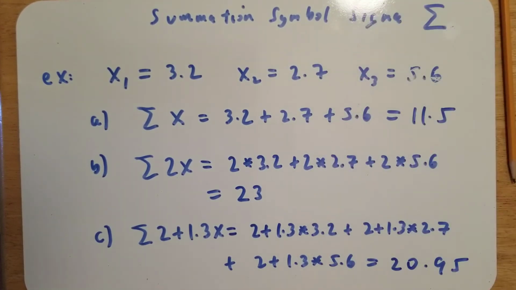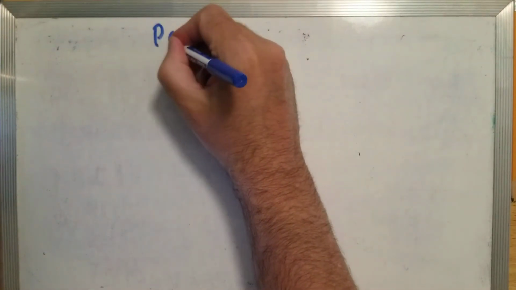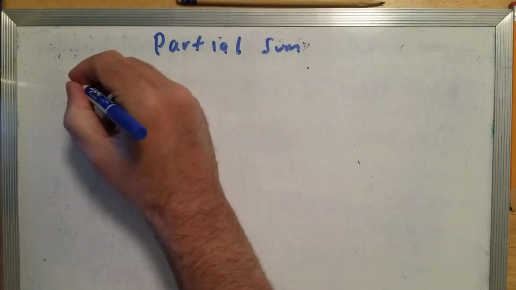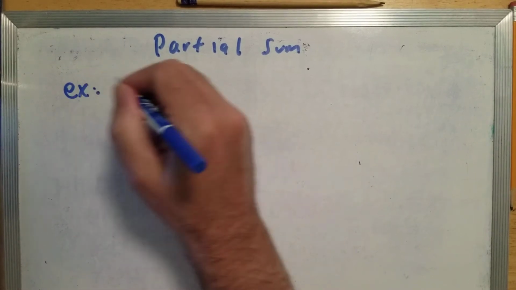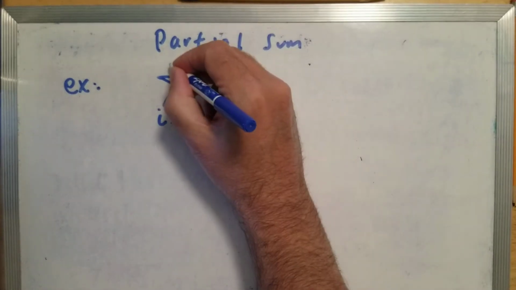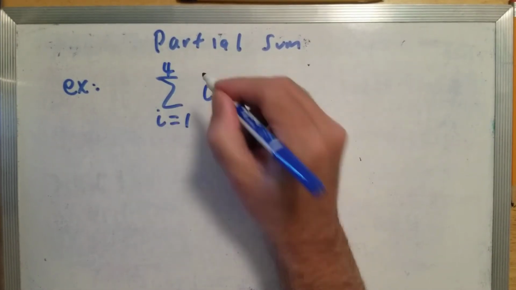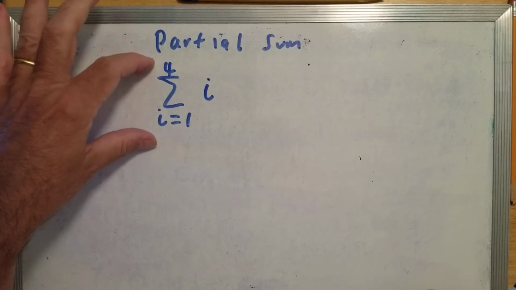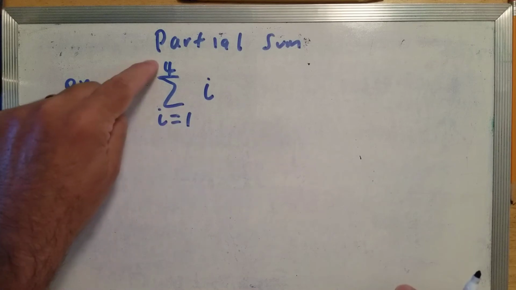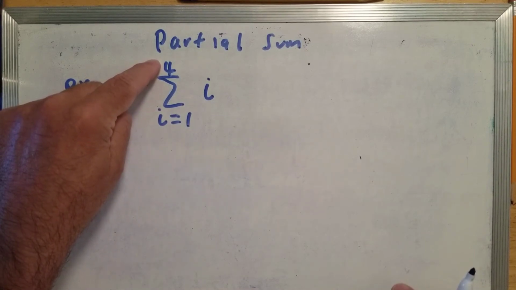Okay, now there's one more thing in this homework, which they label as a partial sum. I'm going to jump right into an example. Suppose they ask you to add from i equals 1 to 4 of just i. Now notice the symbols on the top and bottom. The i equals 1 tells you where to start the sum. The number on the top tells you where to end the sum.